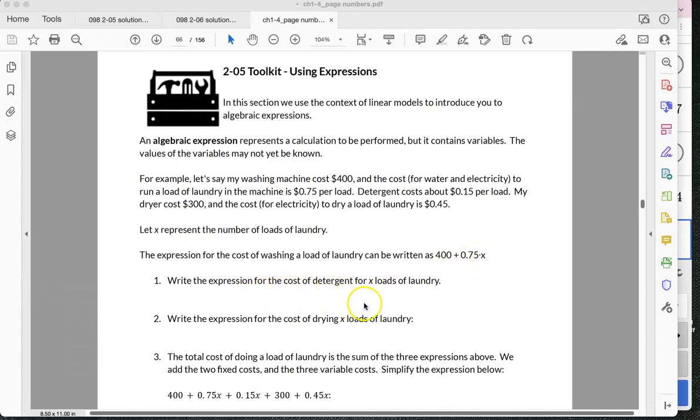So you can do the same thing for the cost of detergent and then the cost of drying your laundry. The detergent was 15 cents per load, so this is going to be 0.15 times x. Drying the laundry will be $300 plus 45 cents times x.